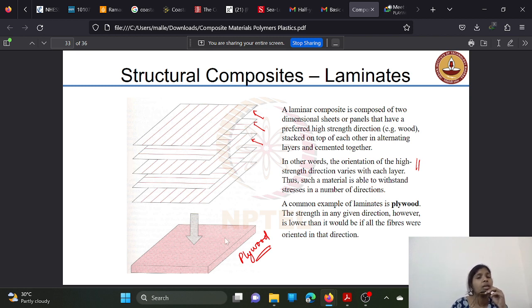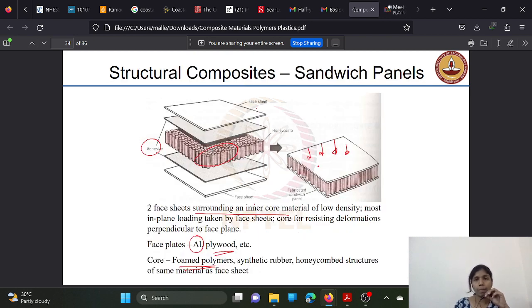And those can be attached with the plywood, so that whatever might be the direction of loading, it will have higher strength in that particular direction. That is the major use of these polymers as structural composites. Like here also the sandwich panels. For suppose this is the face sheet, and this is the intermediate sheet, which will have lesser strength but will have more adhesive properties. This is the use of structural composites as sandwich panels.